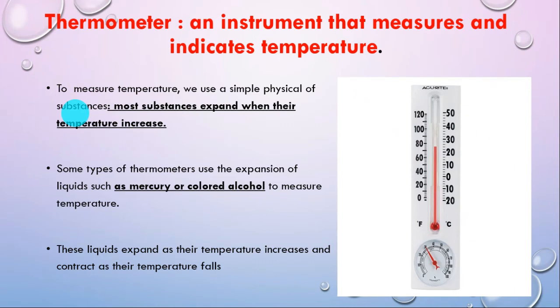So from this property, we use it in thermometers. Some types of thermometers use the expansion of liquids such as mercury or colored alcohol to measure temperature. Most of the time inside the thermometer here, they use mercury or colored alcohol. Why exactly these two substances? Because these liquids expand quickly as their temperature increases and contract quickly as their temperature falls. That's why they chose these two materials, mercury and colored alcohol. Now, all substances expand, but these two materials expand faster. Just a small increase in temperature, they expand a lot, so you can take an accurate reading.